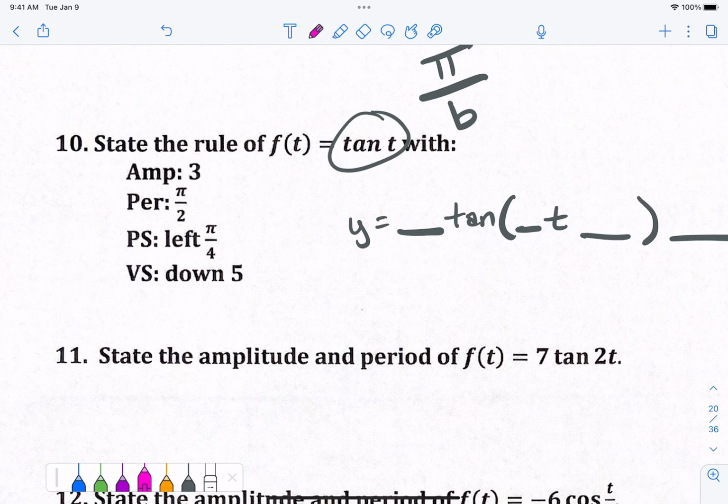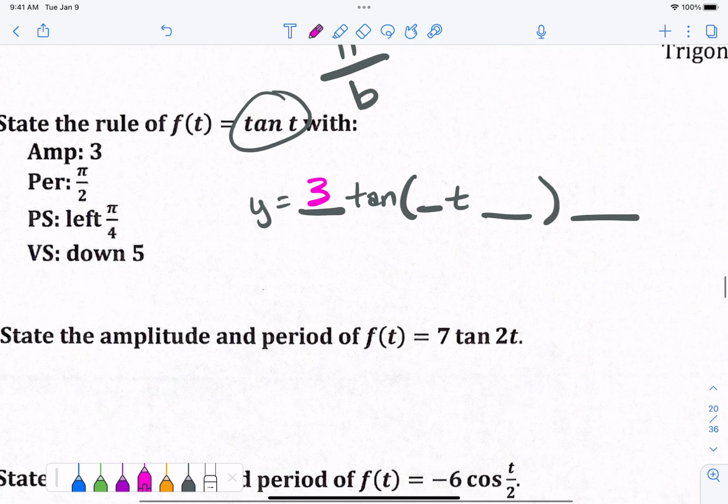The two numbers that are the easiest to put in are the amplitude, which is 3, and vertical shift, down 5, which is -5. Those two, don't screw that up. Okay, you at least get a half a point right there, right, by doing those two things.